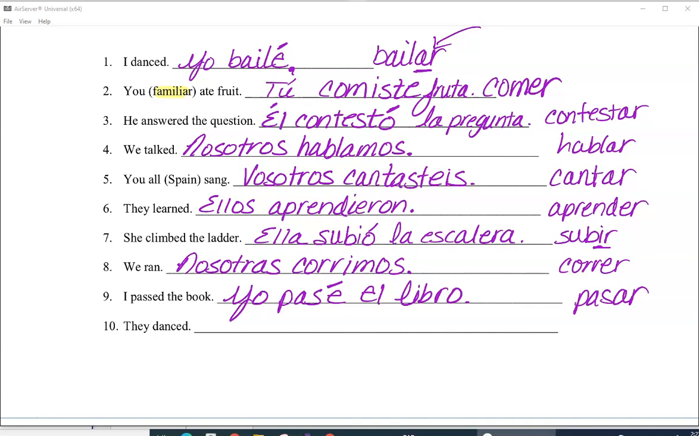All right, the last one, number 10, they danced. In this case, I'm going to use ellas because it doesn't specify if it's ellos or ellas, so either is acceptable. Bailar is our infinitive. I'm going to drop that ending, and I'm going to be left with B-A-I-L. And then because it's an AR verb, it's going to end in eron. Ellos bailaron. All right, feel free to pause the screen here if you need more time to compare. But this concludes video number 2, utilizing the regular preterite tense.